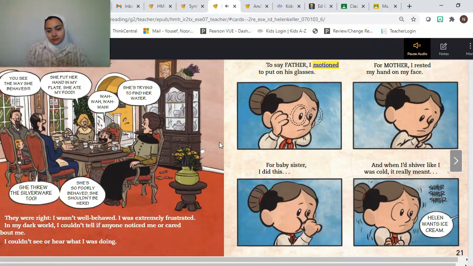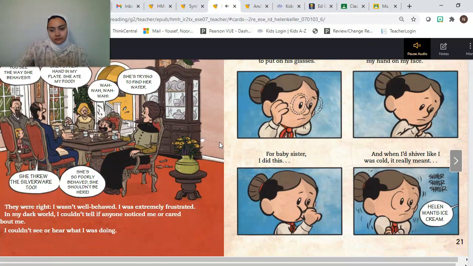For baby sister, I did this. And when I'd shiver like I was cold, it really meant, Helen wants ice cream. Shiver, shiver, shiver.